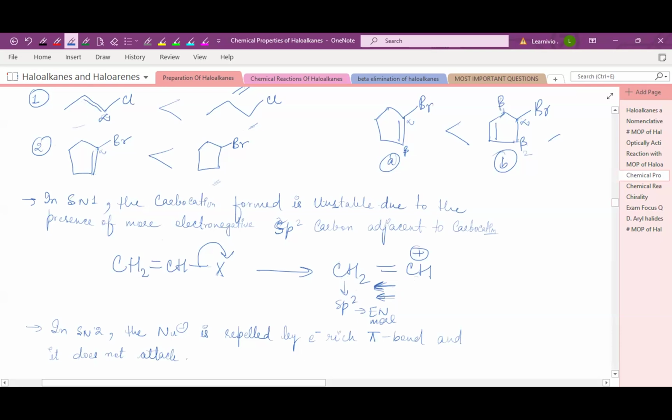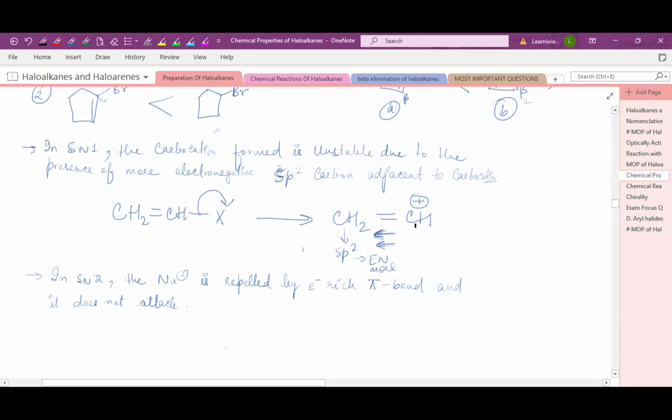So, due to the presence of the sp2 hybridized carbon, which is more electronegative, this carbocation formed in the SN1 mechanism is unstable. When you see this type of arrangement, when the halogen atom is directly attached to the sp2 hybridized carbon, the SN1 mechanism is quite unstable and quite not possible. Why? Because the carbocation formed is unstable due to the presence of the more electronegative sp2 hybridized carbon adjacent to the carbocation, which makes the carbocation unstable.